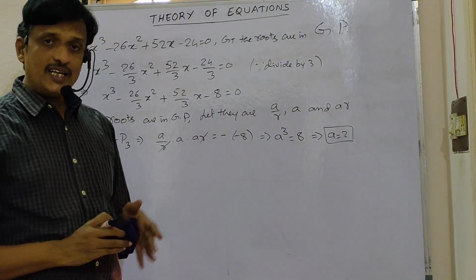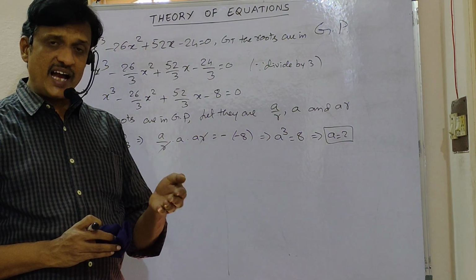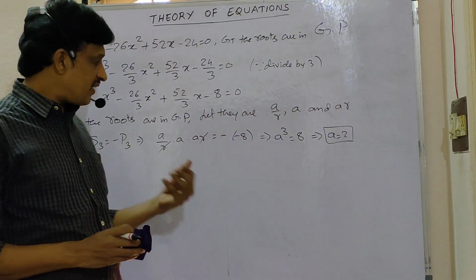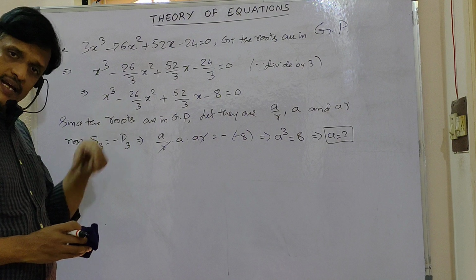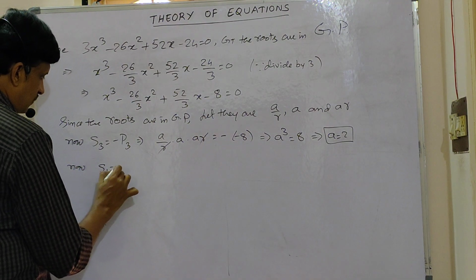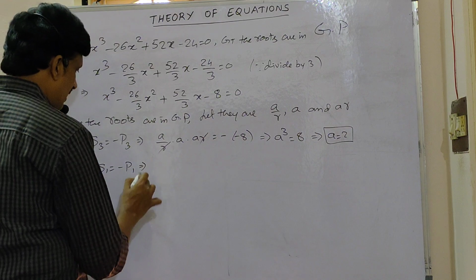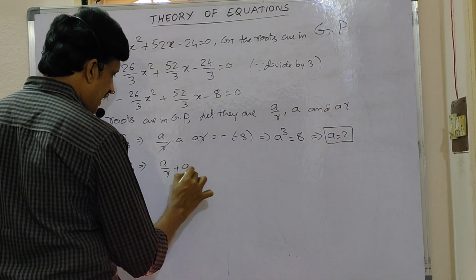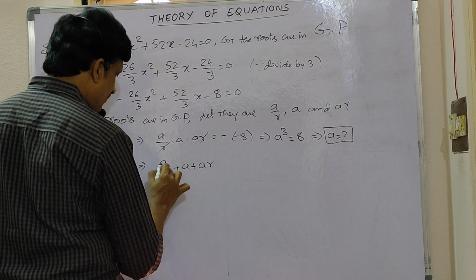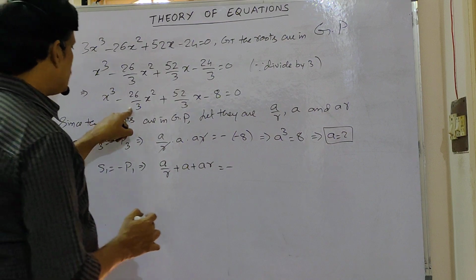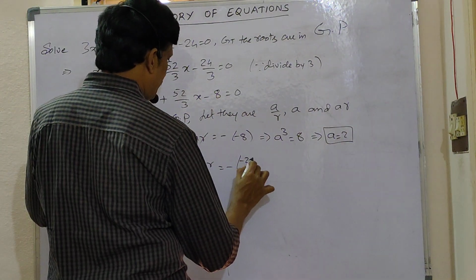Okay. When the roots are in AP, then first we have to write S1, then S3. When the roots are in GP, first write S3, now you can write S1. Now S1 equal to minus P1 gives, S1 means sum of the roots. That is A by R plus A plus AR. Sum of the roots is equal to minus P1, that is minus 26 by 3.